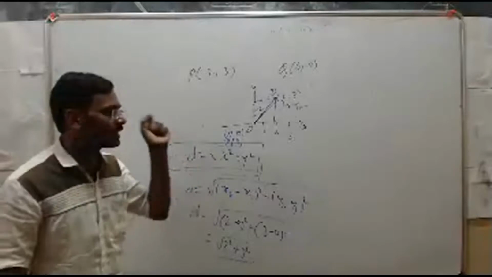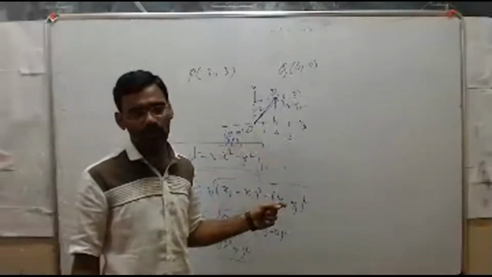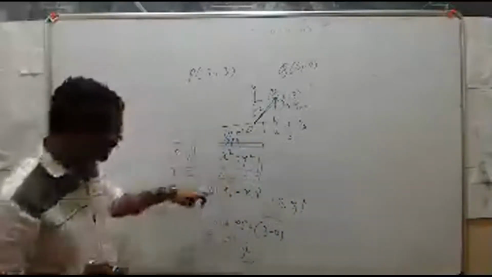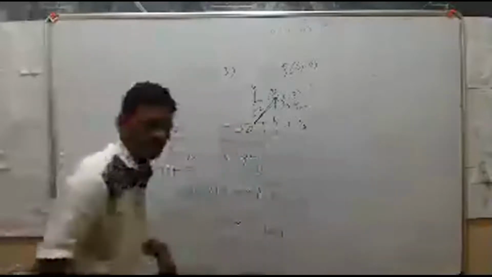Therefore, the distance between any point and the origin is how much? D is always equal to root x square plus y square. So this formula, if you remember it, there will be no problem. It is useful for all kinds of points.